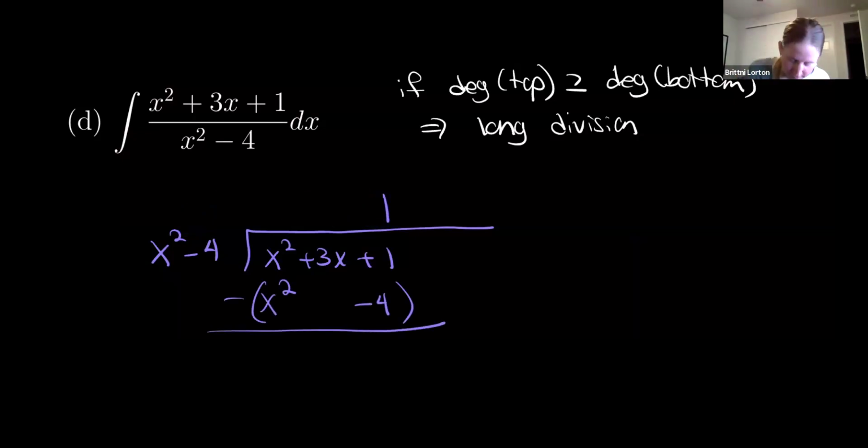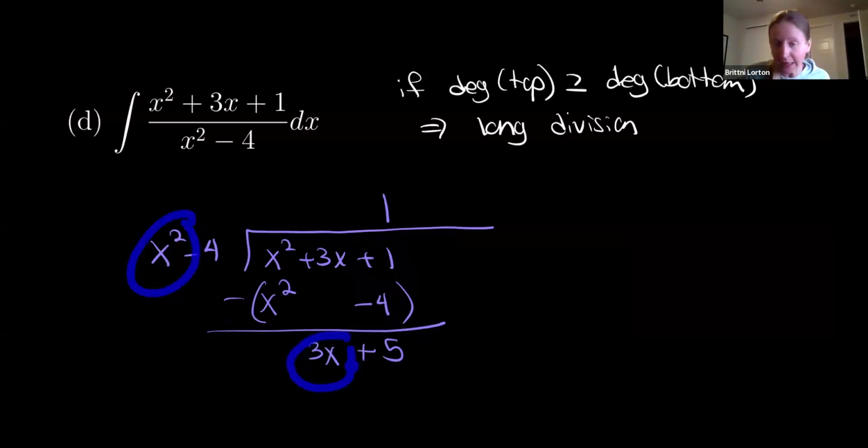Okay, so x squared minus x squared is 0. I'm not going to write it. 3x minus nothing is 3x. And then I have 1 minus a negative 4, which is a positive 5. And then you repeat. You ask yourself again, how many times does the x squared go into 3x? Well, nothing, because x squared doesn't go into 3x at all, since 3x is a smaller power or degree. So that means that 3x plus 5 is the remainder.